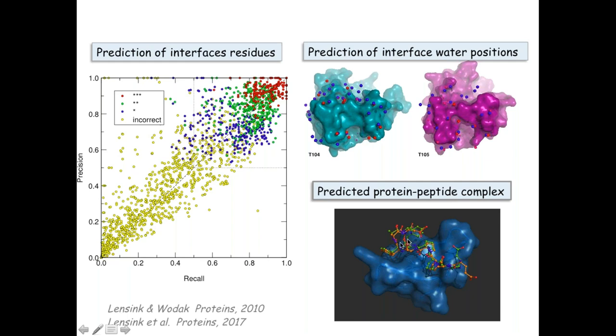And another area that saw quite a bit of development recently is the prediction of protein-peptide complexes. And here you see an example of a very nice prediction of a peptide, which was very nicely positioned relative to the complex in the target.